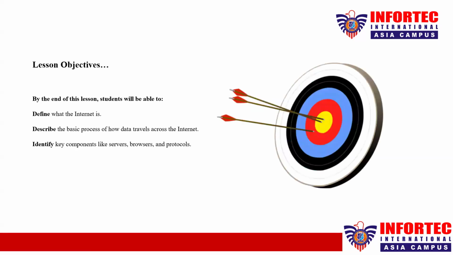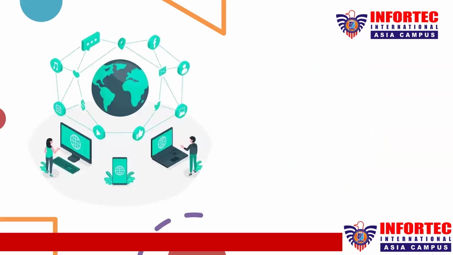Right. So this is the learning objective, and these are the things we are going to cover today. By the end of successful completion of this lesson, you will be able to understand what the internet is, the basic process of how data travels across the internet, and to identify the basic key components of the internet. So these are the lesson objectives.